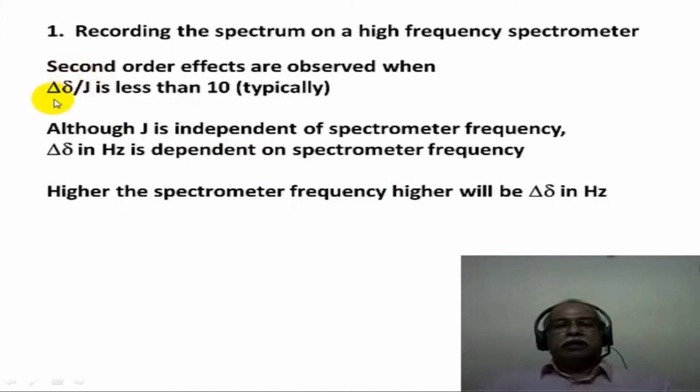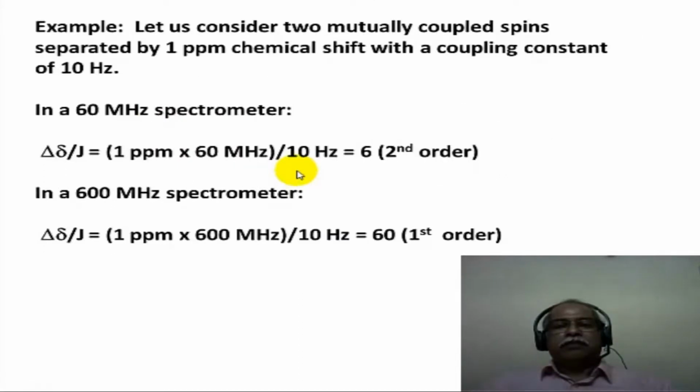The ratio delta delta divided by J will also increase as a result of the increase in the delta delta value with increasing spectrometer frequency. With the increasing spectrometer frequency, the delta delta increases in Hertz. As a result of that, the delta delta divided by J is also increasing. J being constant, irrespective of the spectrometer frequency, it will be the same.